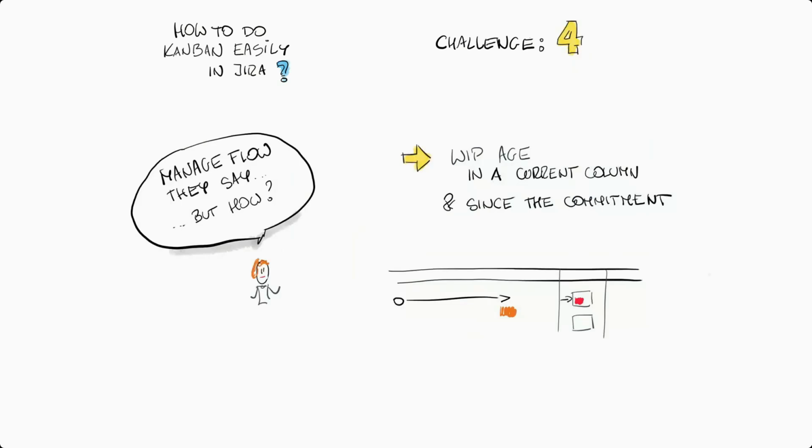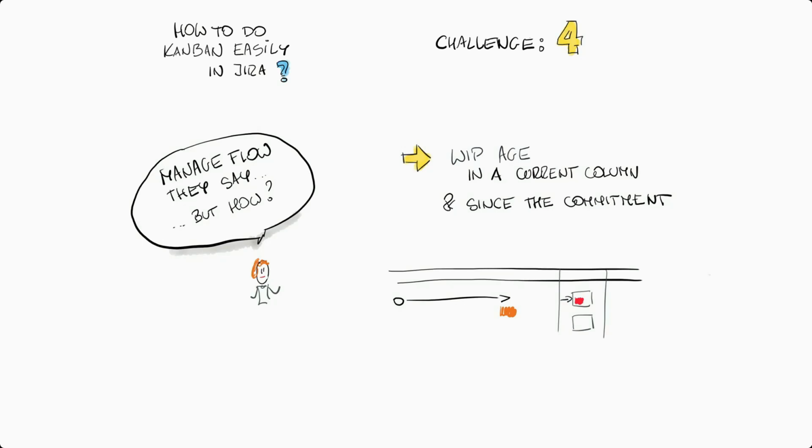Okay, what's the next challenge? The next challenge is managing the flow. So it's not easy to manage the flow if we don't have the right support. One of the most important factors to follow is tracking the WIP age, work in progress age, so for how long the tasks are in progress.